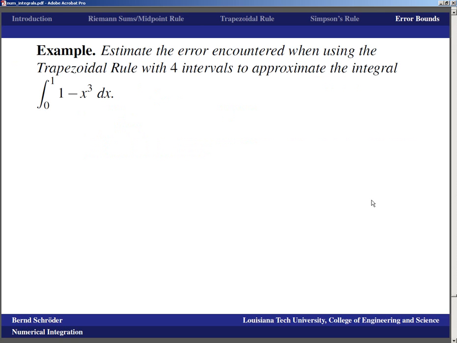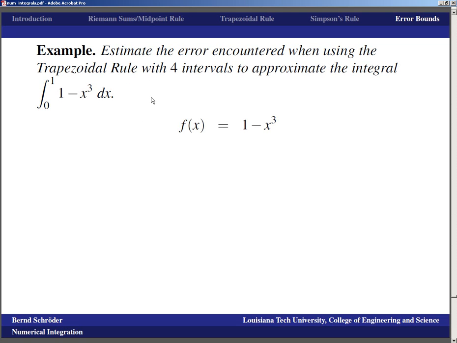The first example is that we want to estimate the error encountered when using the trapezoidal rule with 4 intervals to approximate the integral of that function that we had before. So this is still a toy problem, but it's going to show that the error estimate is an upper bound. It's not going to be exact, but it's going to give us a worst case estimate for our error. So how do we do that?